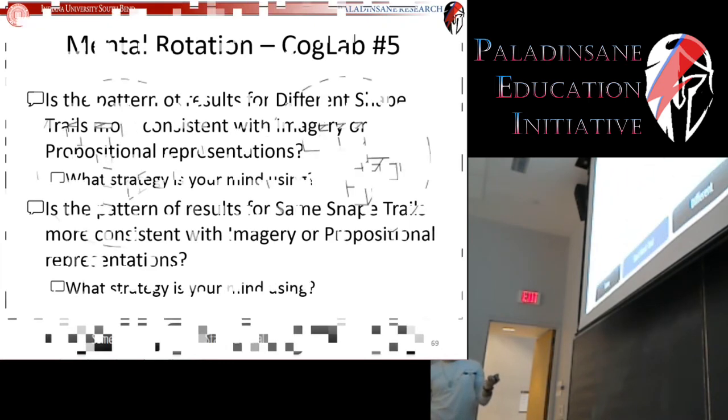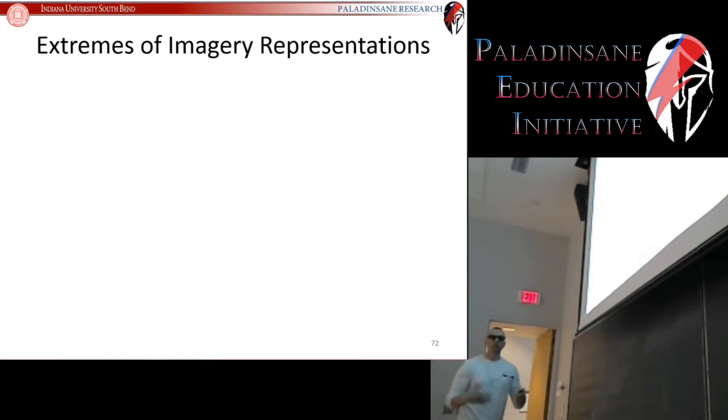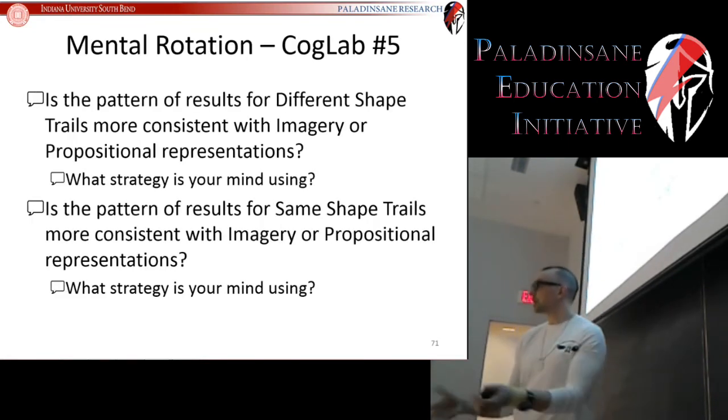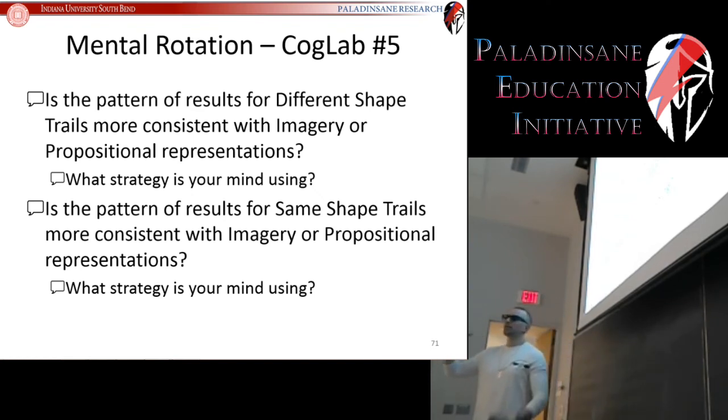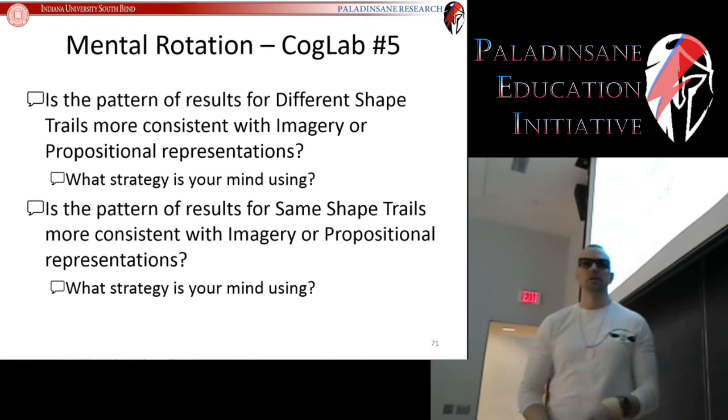All right. So what strategy are we using? What strategy is your mind using? We kind of covered those. Different strategies lead to different behavioral results, different reaction times. For our study here, it seems that most of us were using the rotational strategy, where we were rotating an imagery representation in our mind, and it mimics the features of rotating real external objects, where the more you need to rotate it, the longer it takes you.